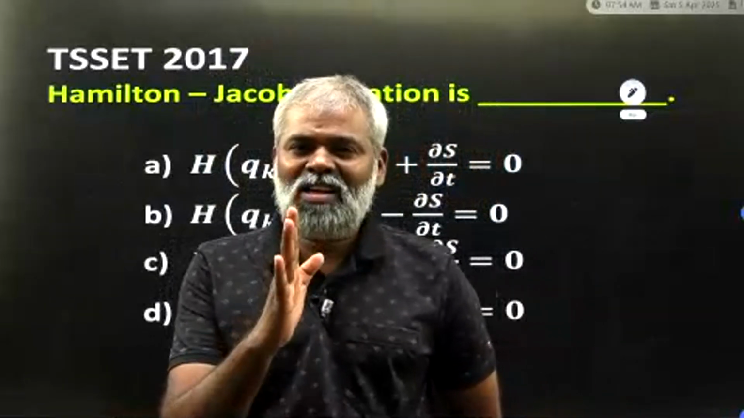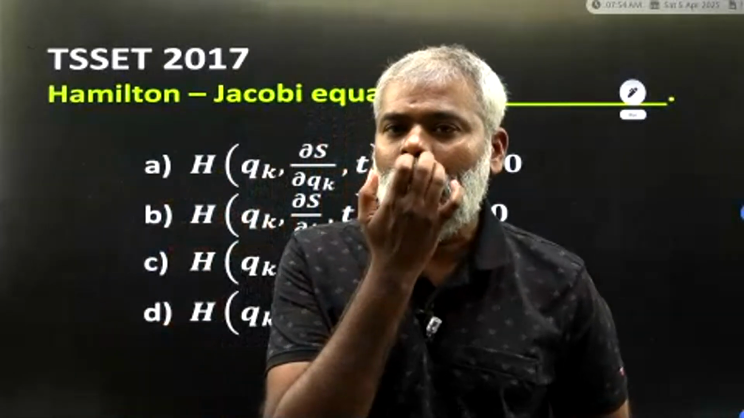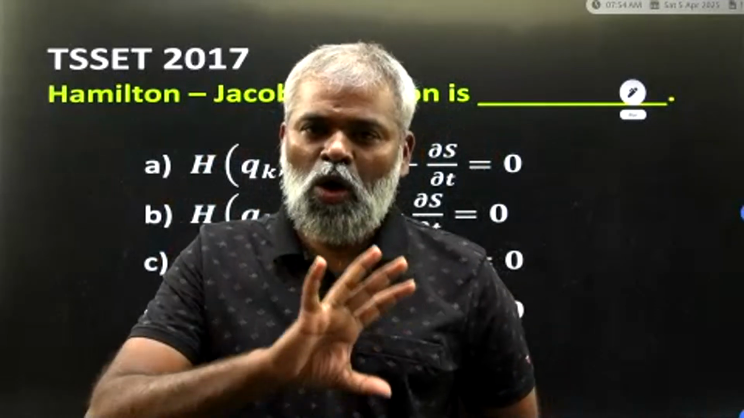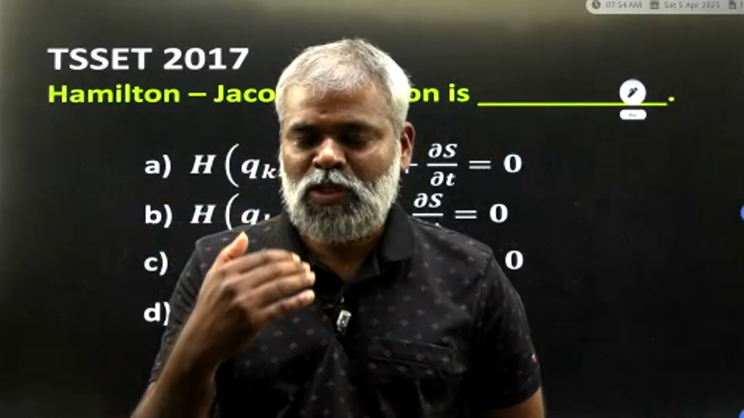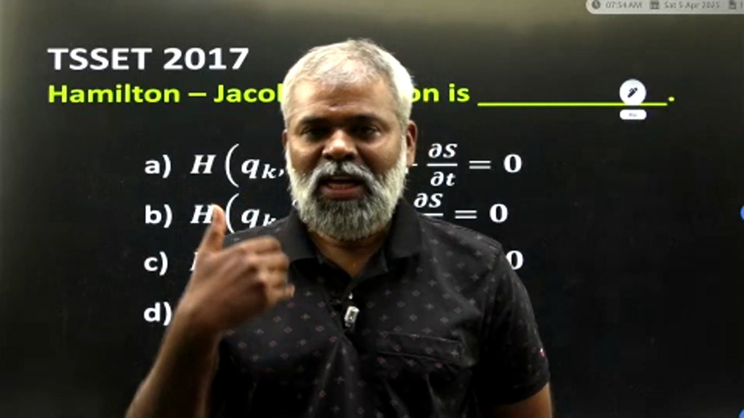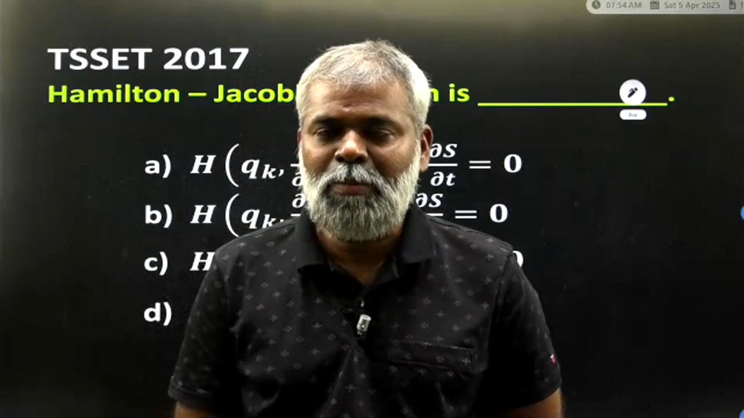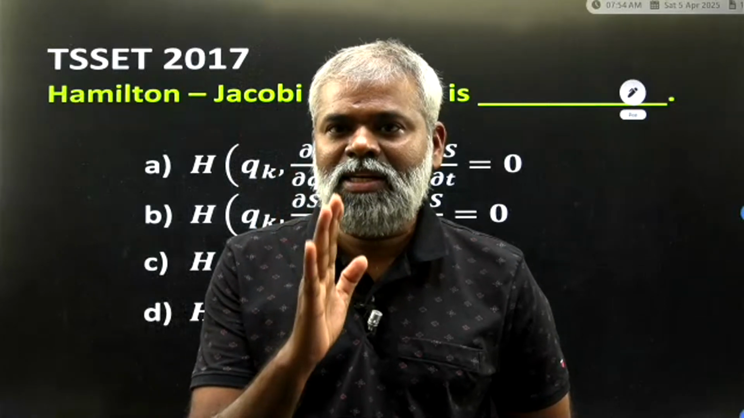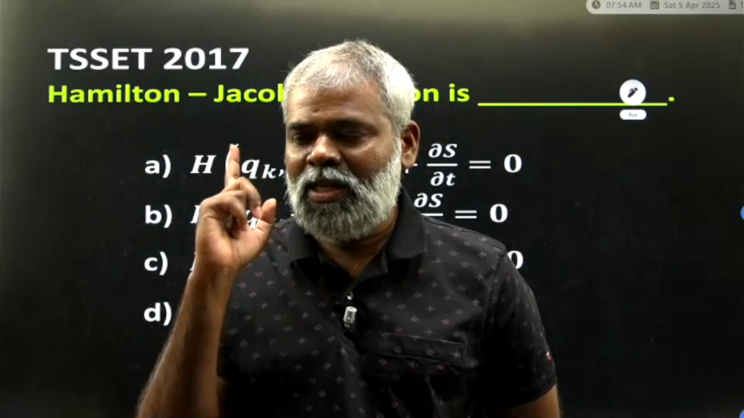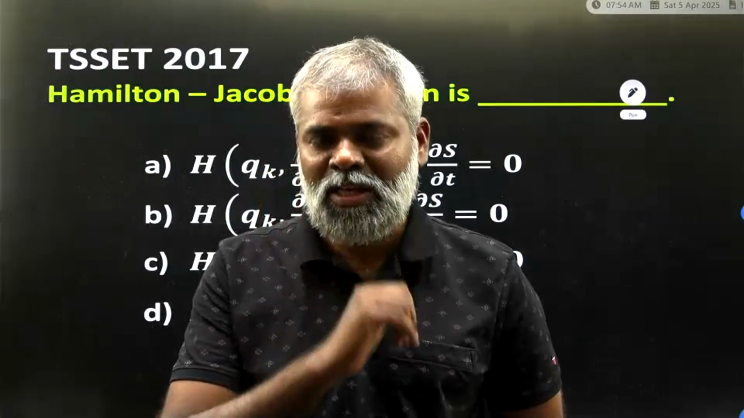Today is the last class of the classical mechanics syllabus from the CSIR. Already I told you, I covered all the CSIR core syllabus topics up to the special theory of relativity. After finishing that, I started the advanced CSIR classical mechanics syllabus, and this is the last topic: the Hamilton-Jacobi theorem.